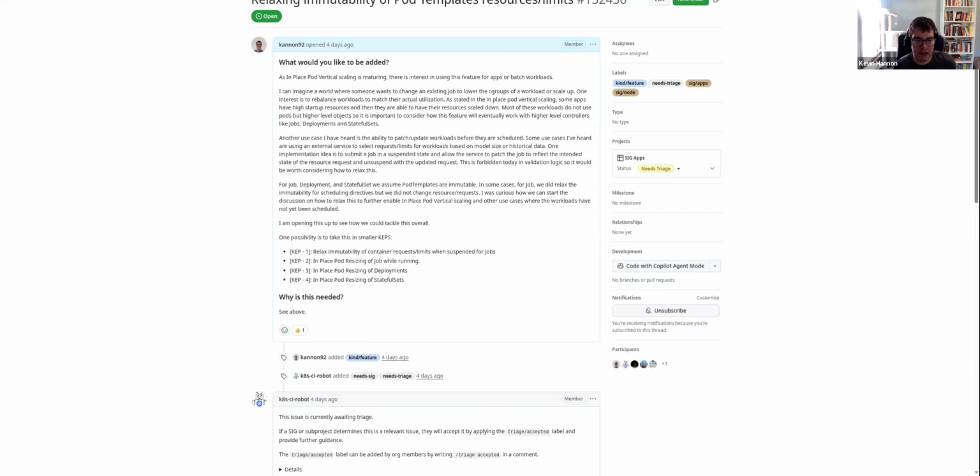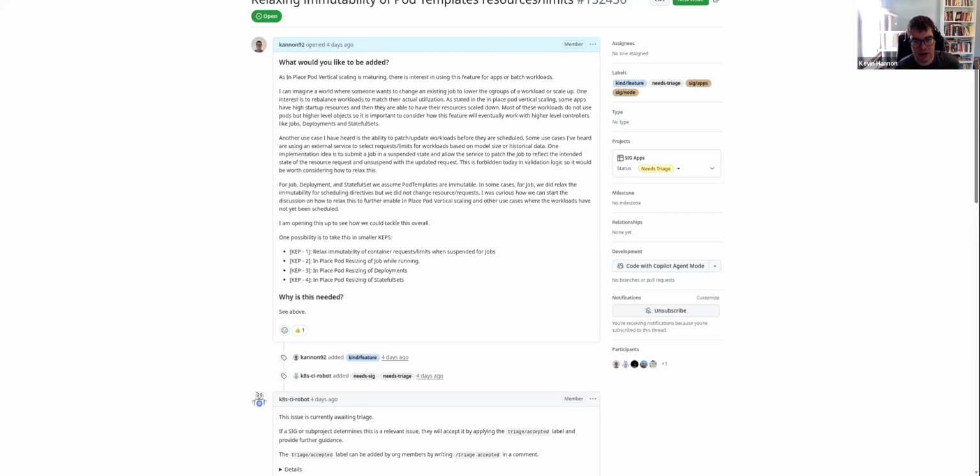I had another use case come up in my line of work where folks want to have a job suspended and be able to patch the requests and limits of the workload. One example was to look at the workload and see whether or not you actually need all the GPUs you requested. But unfortunately, this is blocked by the job template validation. It does not allow any changing of the pod templates, no matter if it's suspended or not.